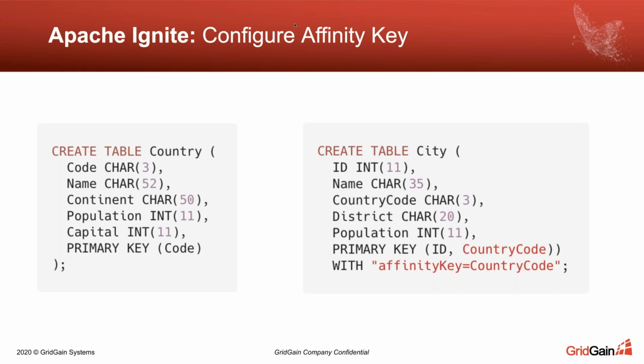So the city table has a compound primary key, which is basically just an ID, a technical primary key, and the country code. And we're telling Ignite that the city table has an affinity key based on the country code. So the affinity key is very important. That's the linkage, how we're going to collocate independent pieces of data on a single node.